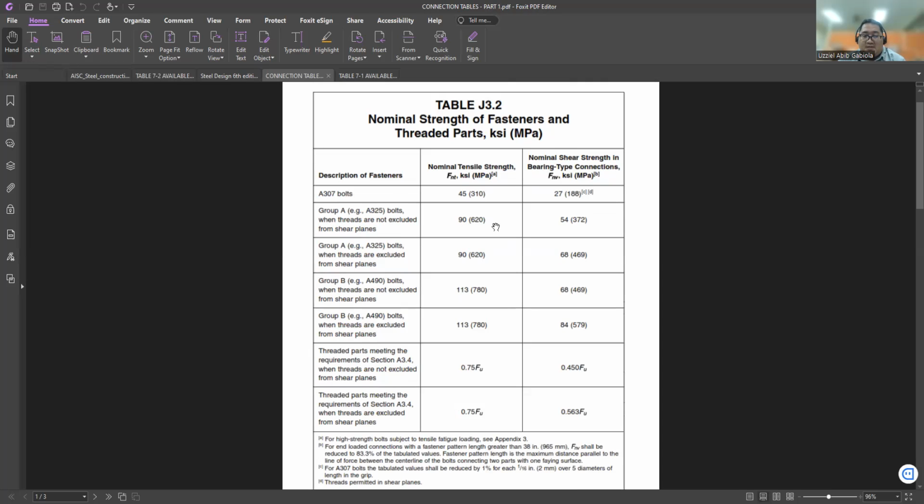So, ang value ng nominal strength natin, o Fnt, is 90. Fnt is equals to 90 ksi. And then, ang Fnv natin is 54 ksi. Okay? So, once you have that, you just have to substitute it doon sa equation natin and then solve for whichever is minimum doon sa given natin for equation.